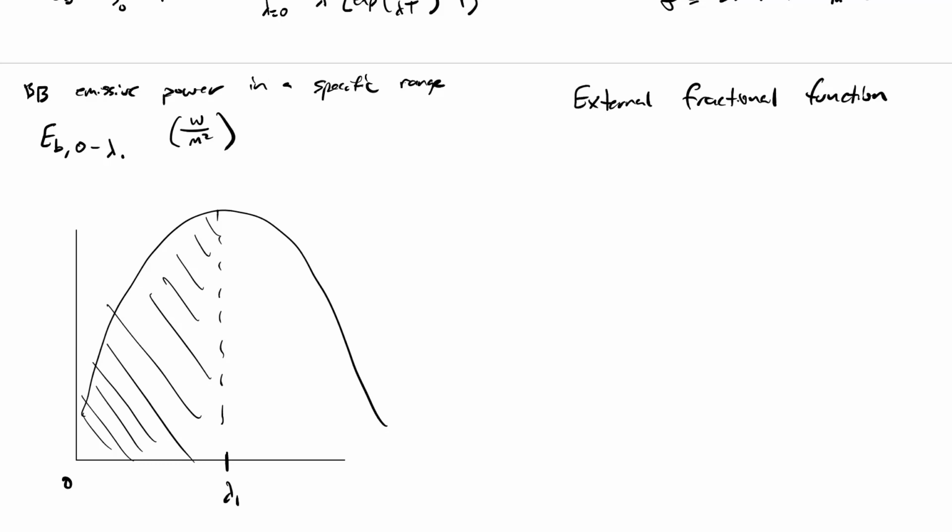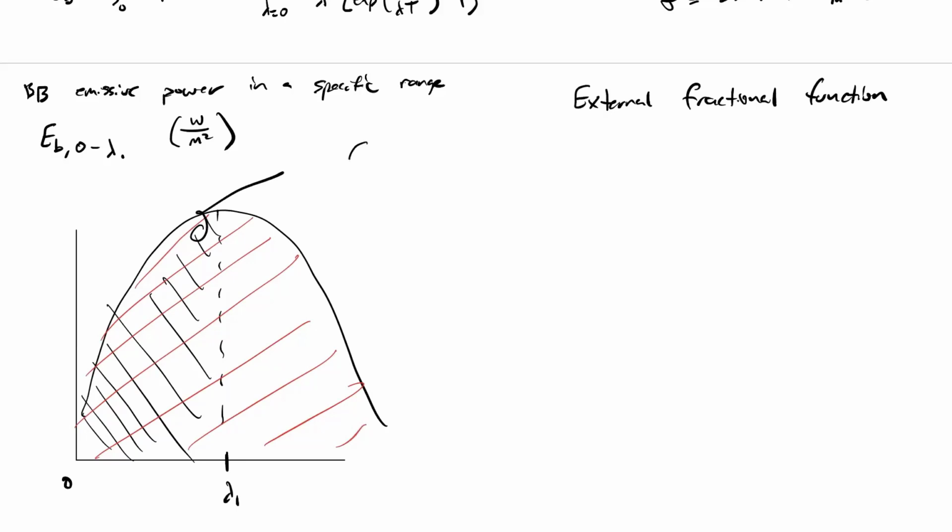So what does that mean? Well, I've got over here my integral from 0 to lambda 1. If I take the integral as well from 0 to infinity and divide, right, so this integral EB from 0 to lambda 1 divided by the full integral EB 0 to infinity, that gives me this fraction of power that's emitted in that region. My fractional function gives me now a fractional value that for a given wavelength and wavelength band and for a particular temperature is going to tell me the fraction of radiation emitted in that band.